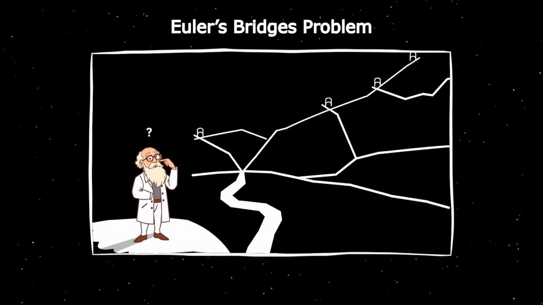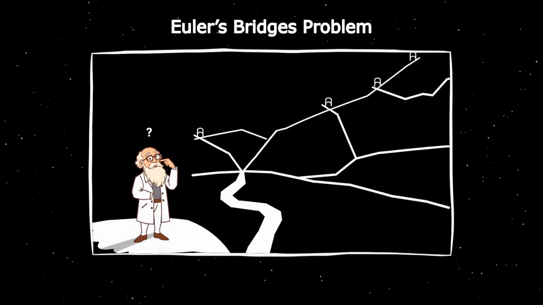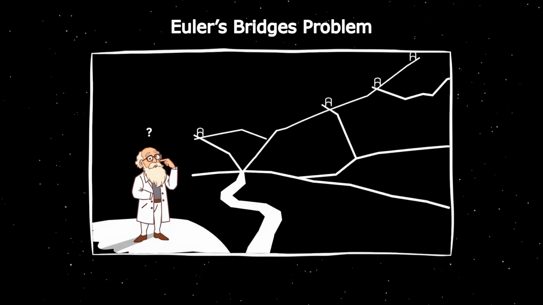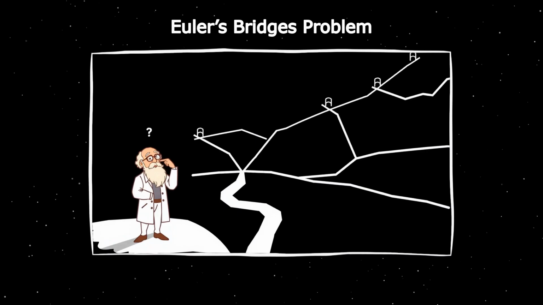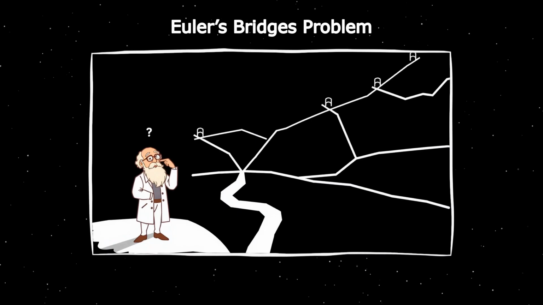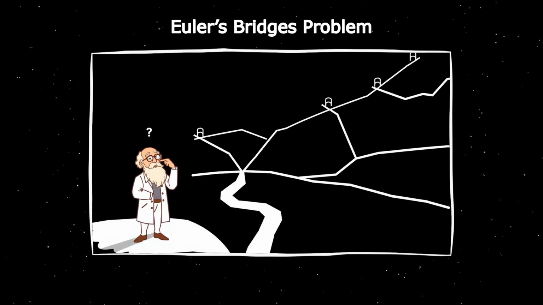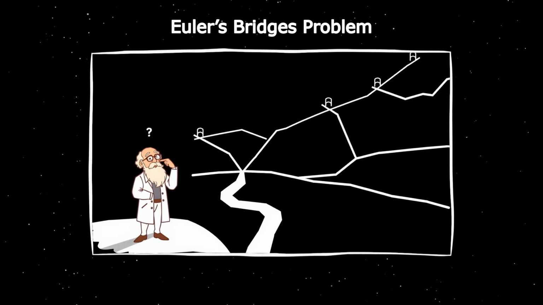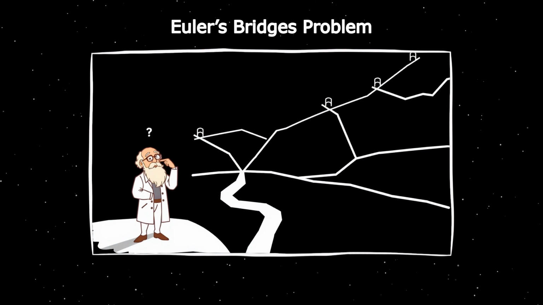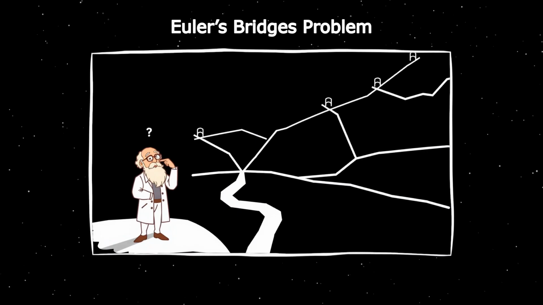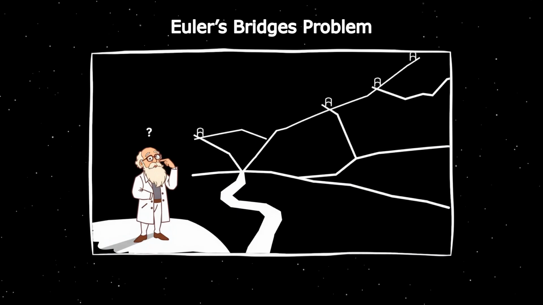Euler realized that for a route to cover every bridge exactly once and return to the starting point, all vertices must have even degrees. However, if the total number of vertices with odd degrees is exactly 2, then an alternate path could commence at one odd vertex and finish at the other. In the case of Königsberg, Euler discovered that 4 vertices represented the landmasses of the city, and of these, 3 possessed an odd degree. Therefore, it was impossible to devise a route that crossed each bridge exactly once.